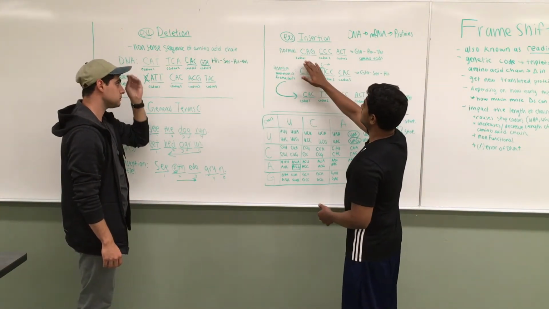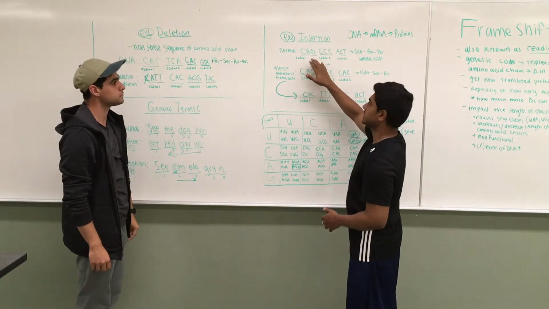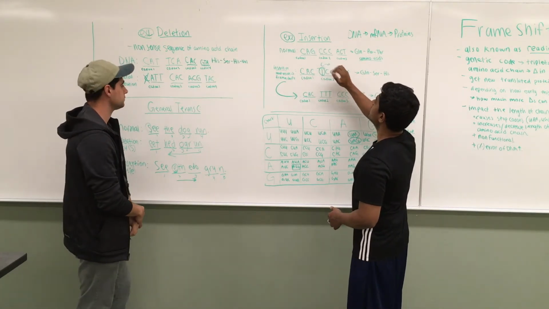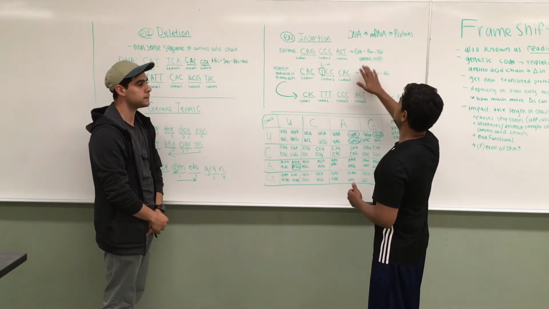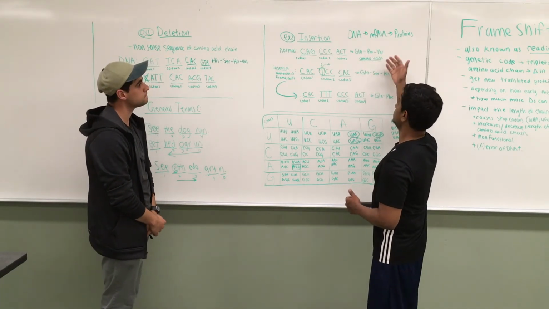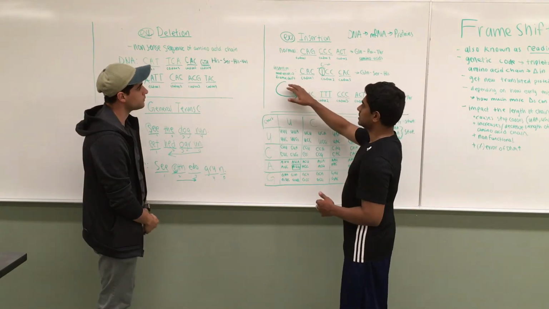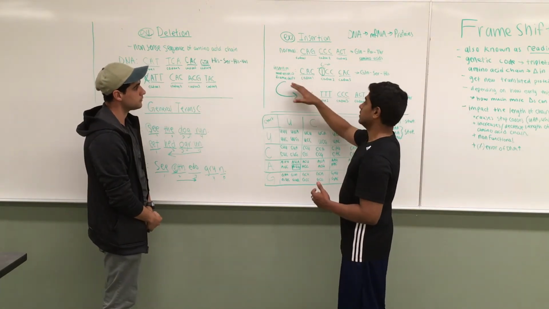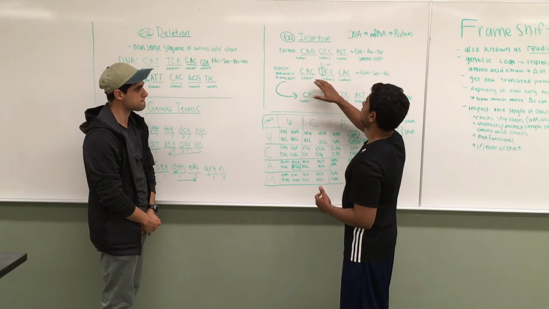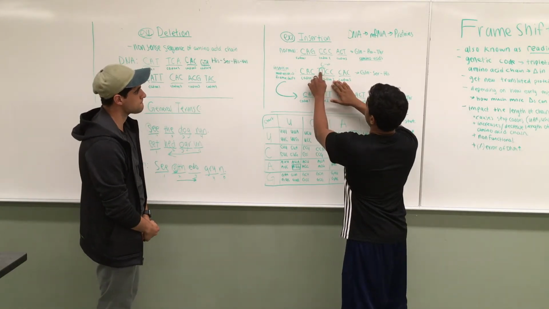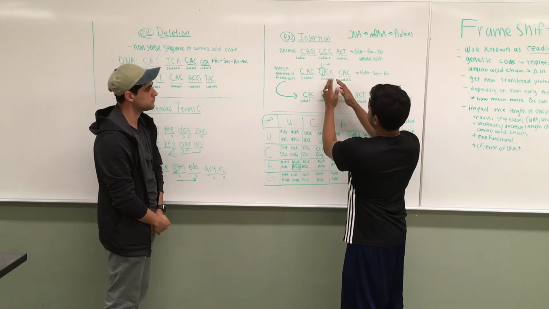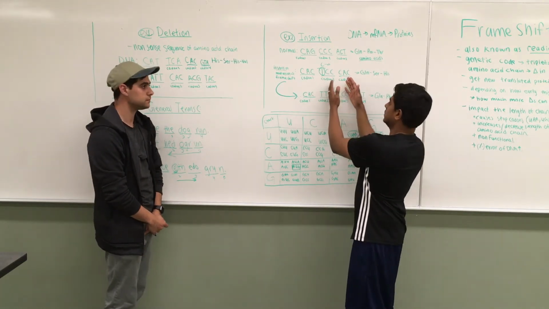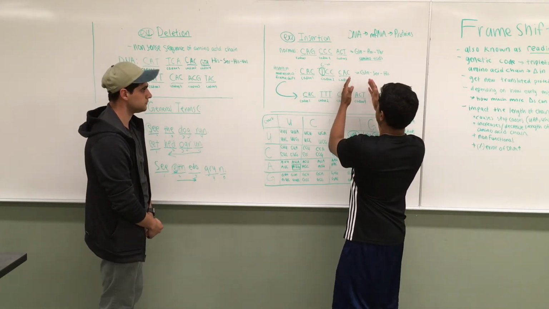Another example for frameshift mutation would be insertion. In a normal DNA strand, we have CAG as the first codon, CCC as the second codon, and ACT as the third codon, with the respective amino acid chain. When an insertion occurs, it causes an addition of a T nucleotide into the second codon, which pushes all the other nucleotides over into the third codon.